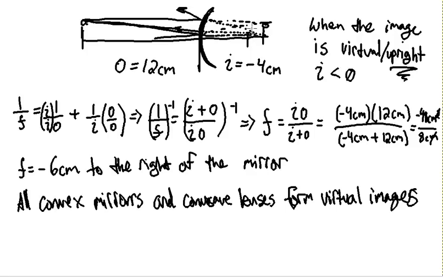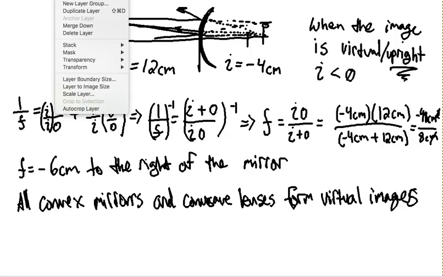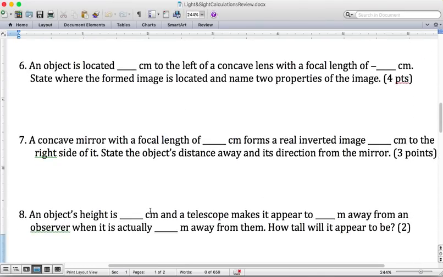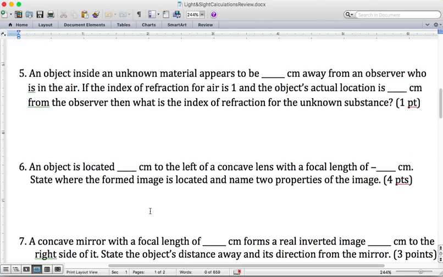Okay, so moving on. Let's see. I'm gonna skip down to number 6. So an object is located blank centimeters to the left of a concave lens with a focal length of negative blank centimeters. So this time I am giving you a negative number. On your test, I don't think I did. You might just have to assign it.